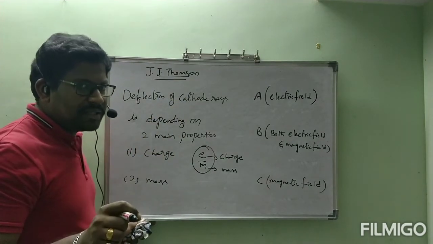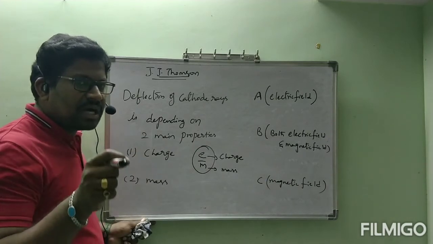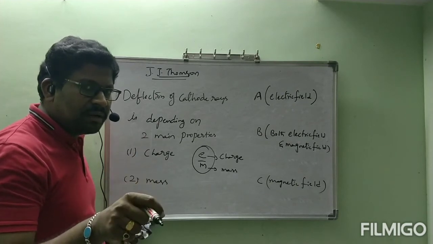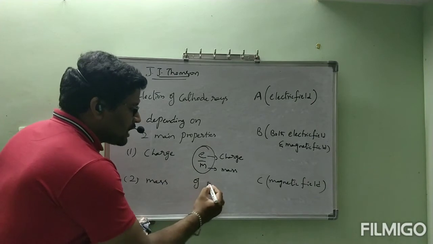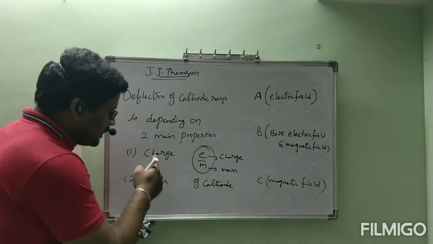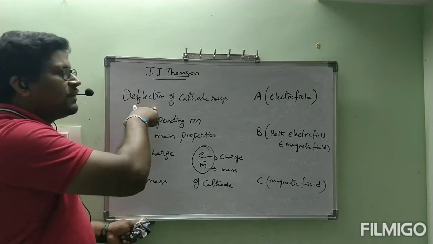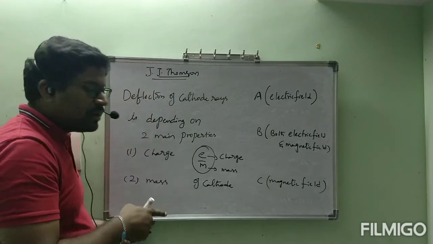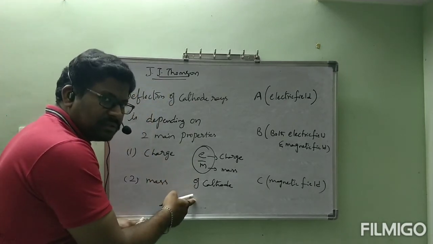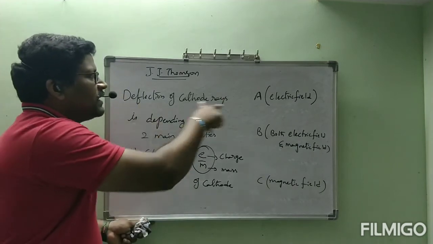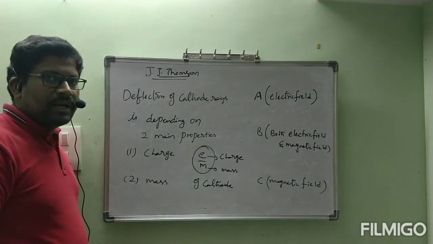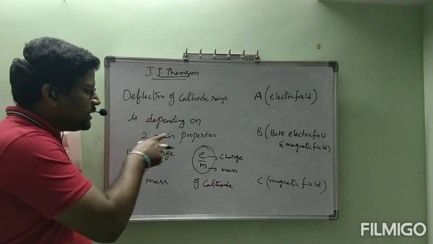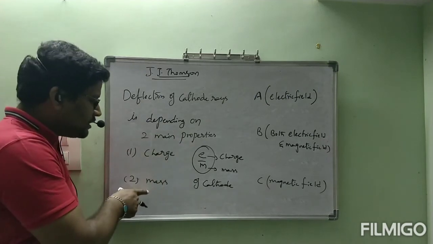Simply we will say one point, that the deflections, calculations, all those things are done, and finally J. J. Thomson calculated the e/m ratio of cathode rays, depending on the deflection of cathode rays. Okay, ma? Why? Deflection of cathode rays is depending on two main properties, na? Charge and mass.